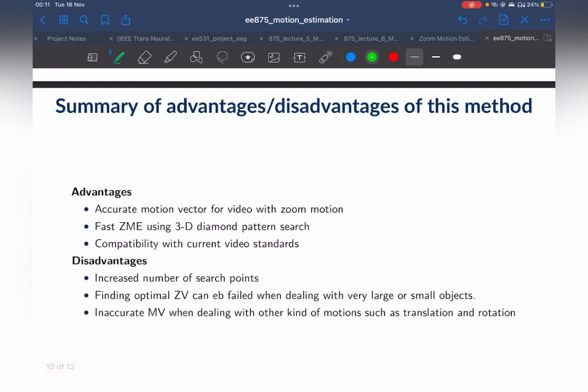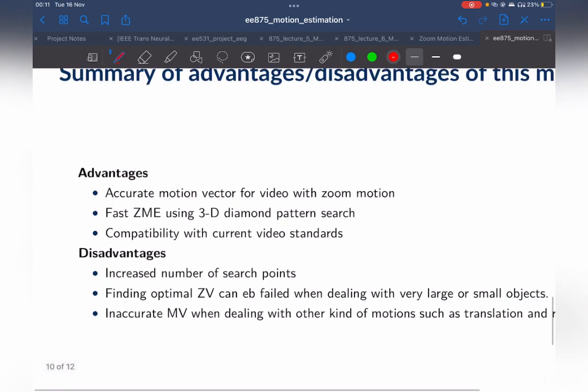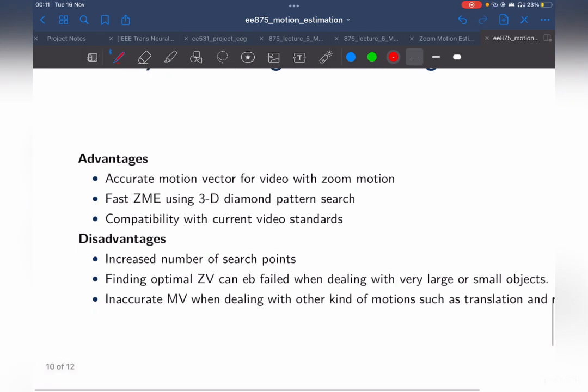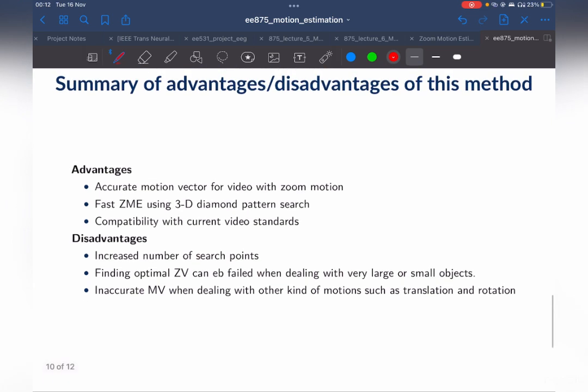Okay, let's summarize. The advantages are that an accurate motion vector for video with zoom motion is proposed, and the first algorithm for practical application is also proposed using the 3D diamond pattern search. And the last one, this method is compatible with current video standards. The disadvantage is the increased number of search points. And in some cases, when dealing with very large or small objects or abrupt zoom motion, finding the optimal zoom vector can fail. And the last one is inaccurate motion vectors when dealing with other kinds of motion such as translation and rotation.